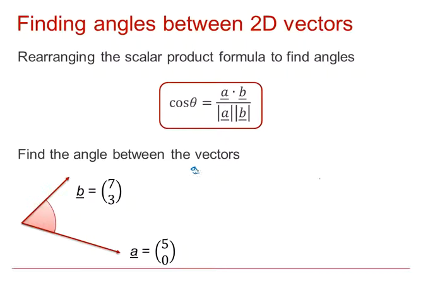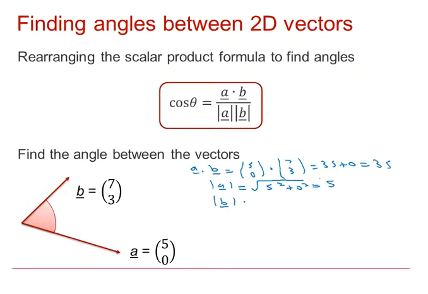So a dotted with b is (5,0) dotted with (7,3), which is 35 add nothing, so 35. We need to know the magnitude of a. Doing Pythagoras on the (5,0) gives us a fairly obvious answer of 5. And the magnitude of b is Pythagoras on the 7 and the 3, which gives us the square root of 58.